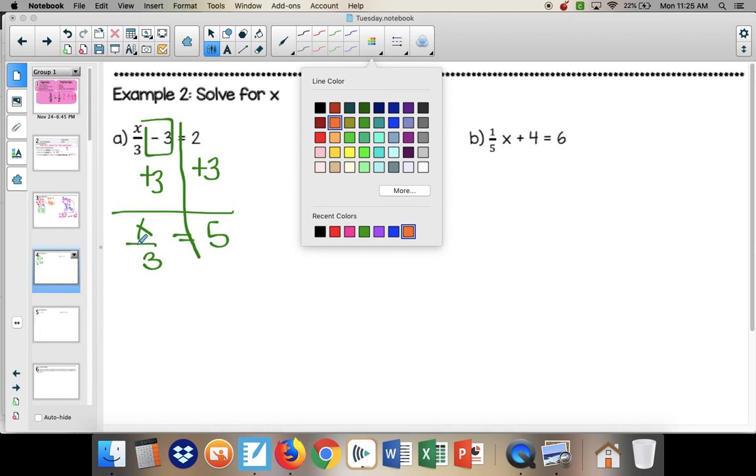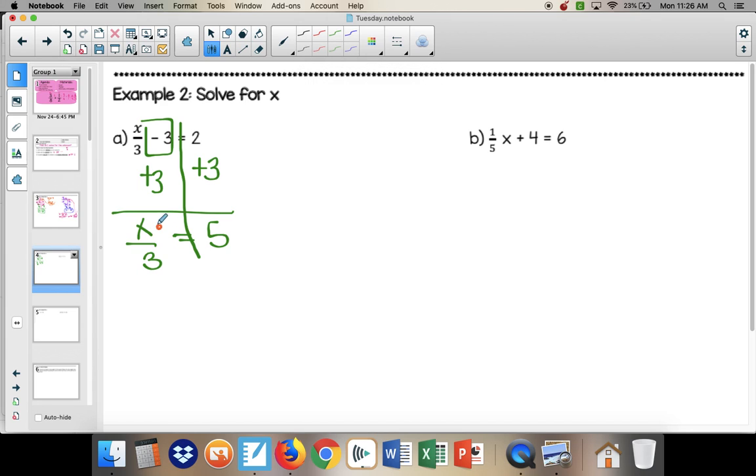Now, when you see this in a fraction form, it's saying x divided by 3. So the opposite of division, the inverse of division, is multiplication. So I'm going to multiply both sides by 3. And what happens is I'm left with x, because that's your goal, and 5 times 3 is 15.